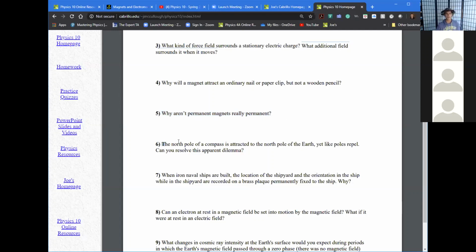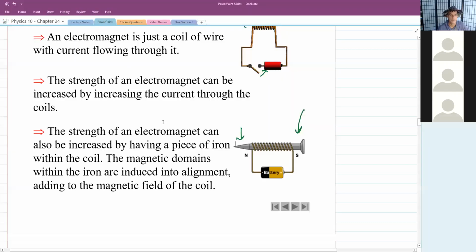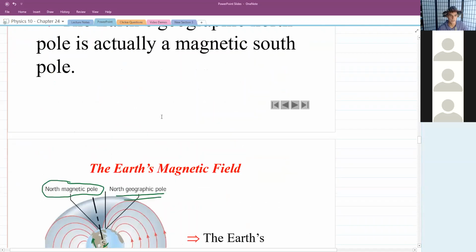Number 6, the north pole of a compass is attracted to the north pole of the Earth, yet like poles repel. Can you resolve this apparent dilemma? So let me just stop this for a second. The easiest way to show this again is with the PowerPoint slides. So, is that down here?